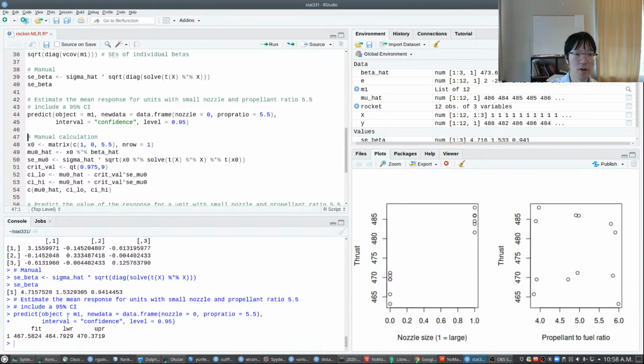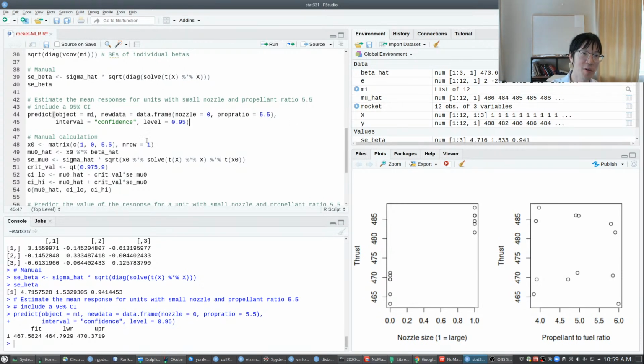R calculates all of these things using that formula, and gives us the lower bound 464.8, and then the upper bound 470.4. Remember that this is the estimate of the mean response. So hypothetically, the average response for any unit that had a small nozzle and 5.5 propellant ratio, this would be the estimate for all possible units that have those characteristics in their explanatory variables.